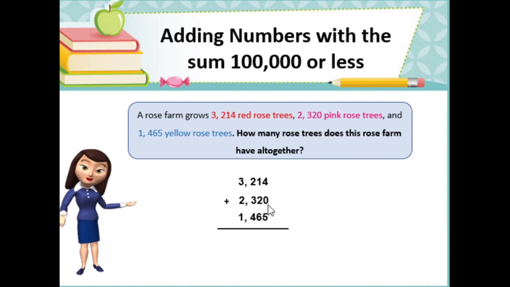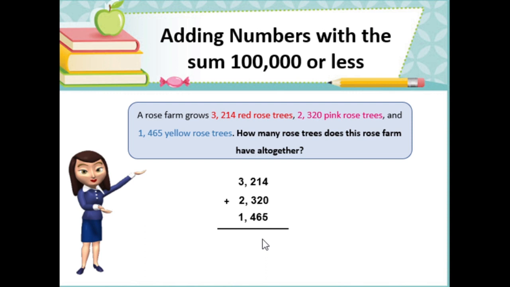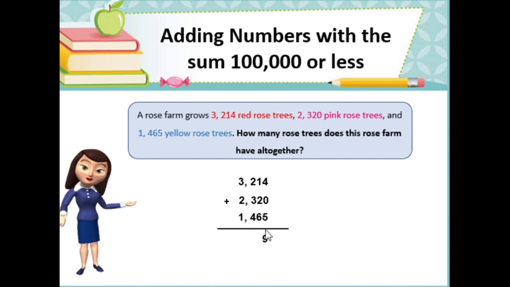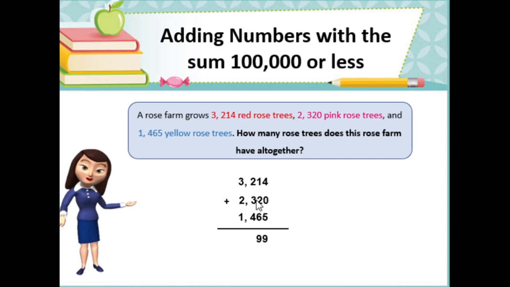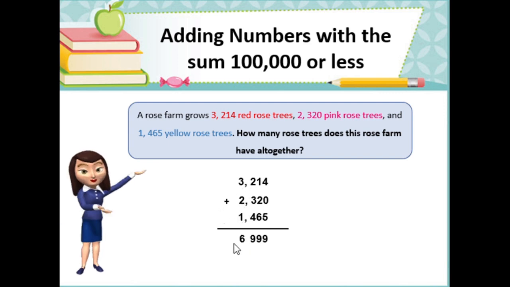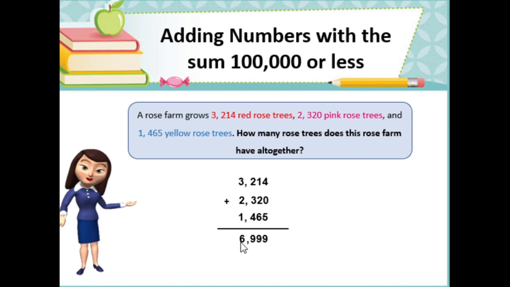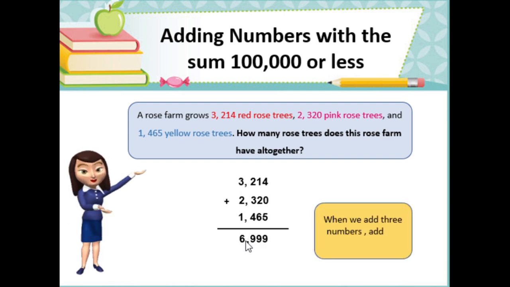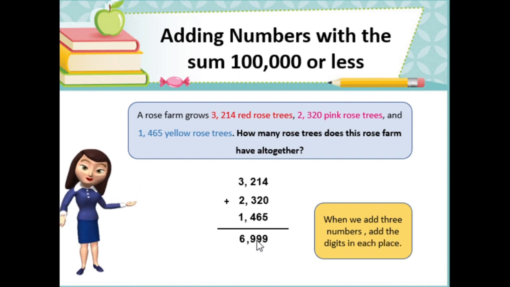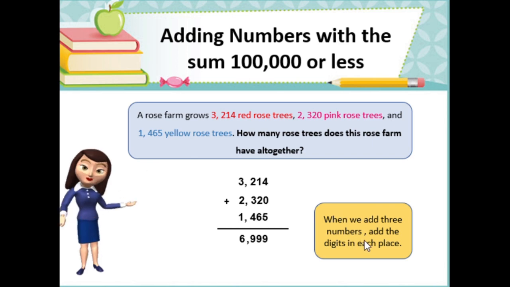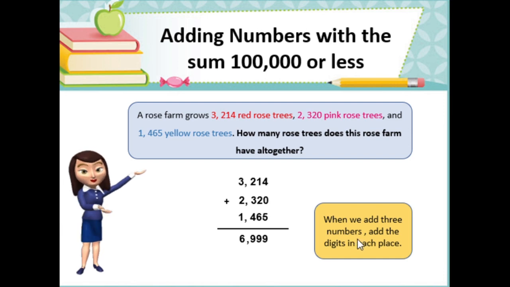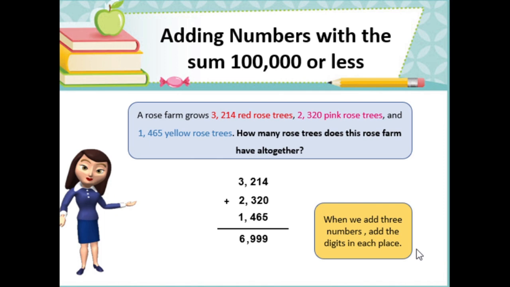4 plus 0 plus 5 equals 9. 1 plus 2 plus 6 equals 9. 2 plus 3 plus 4 equals 9. 3 plus 2 plus 1 equals 6. The answer is 6,999. Remember, when we add 3 numbers, add the digits in each place. Just the same when we add 2 numbers. Okay?